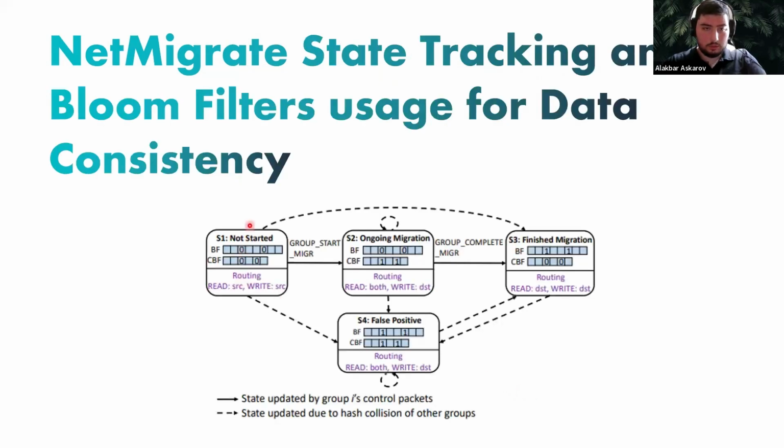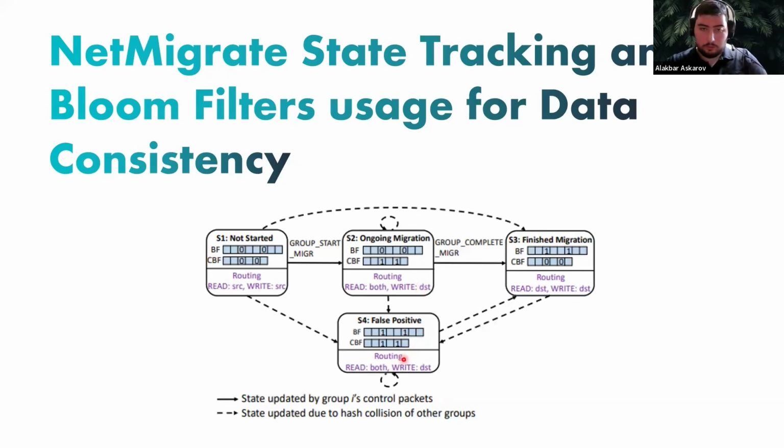So yeah, as I said, when it's not started yet, the group is not migrated, so routing will go to the source for both reads and writes. If it's in the ongoing state, the reads will go to both destination and source, and the writes will go just to the destination, as we have in the simple hybrid method.